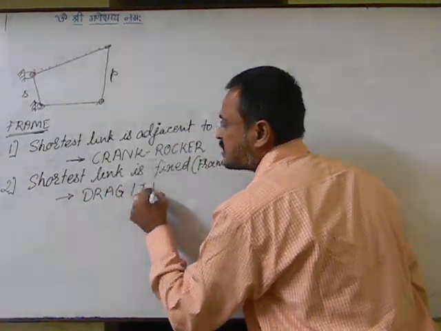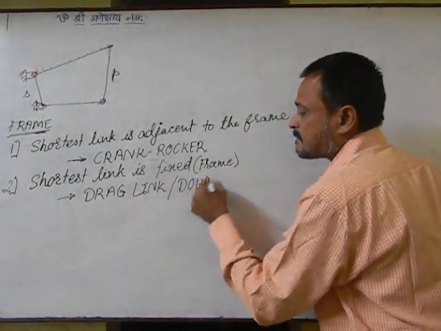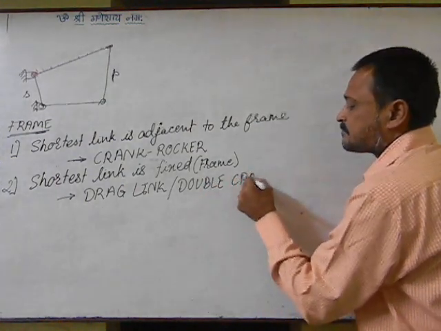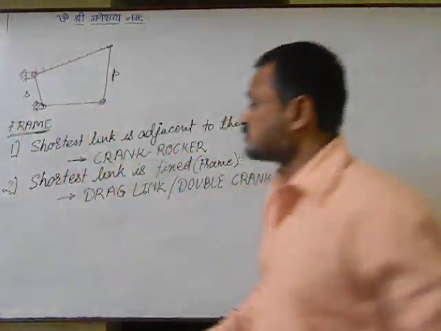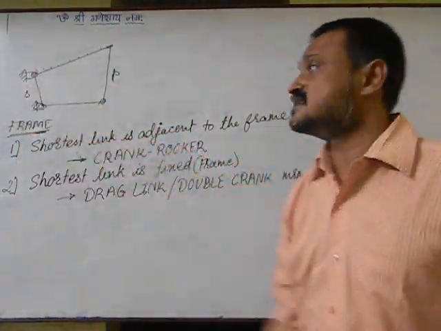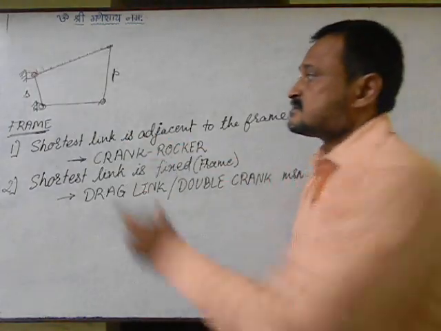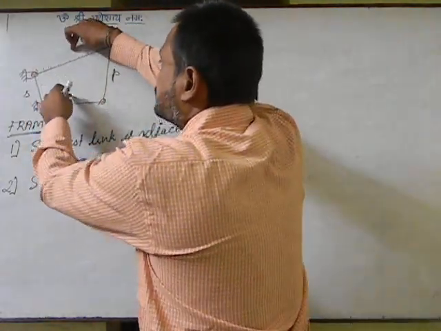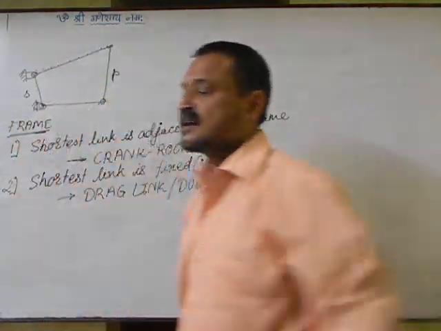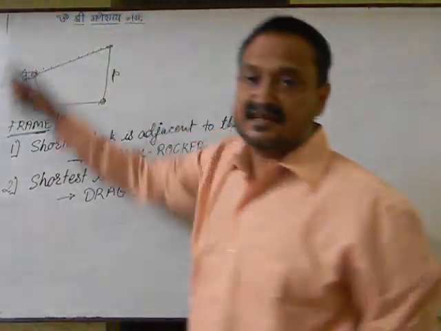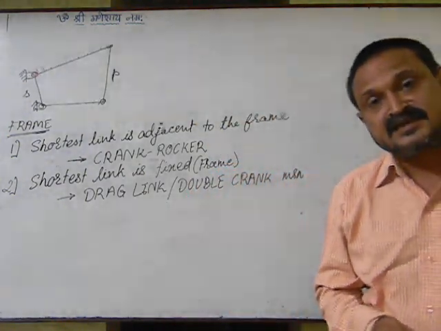Drag link mechanism, which is also called a double crank mechanism, right? So that means, whatever the condition is, the adjacent shorter link, that means this as well as the one adjacent to the frame, these two links will be acting as the crank. So as if this is dragging the other one, and usually the shorter link is considered as the input link.